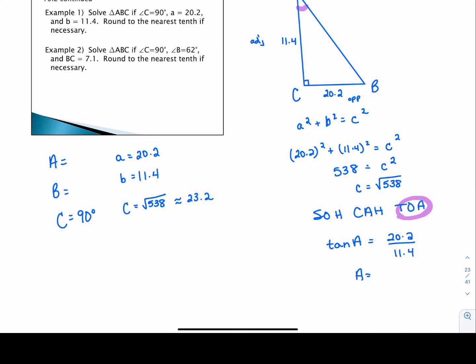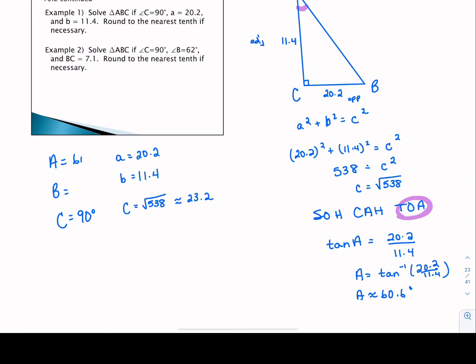From the previous exercises, we realized that if we want to find an angle on your calculator, you have to find the inverse. So tan inverse of 20.2 divided by 11.4 is going to give us that angle measurement. Now you want to make sure that you are in degree mode when you do this, because if you're not in degree mode, you'll get a very different answer. So the tan inverse of 20.2 divided by 11.4 should give you roughly 60.6 degrees. So A is approximately 60.6.